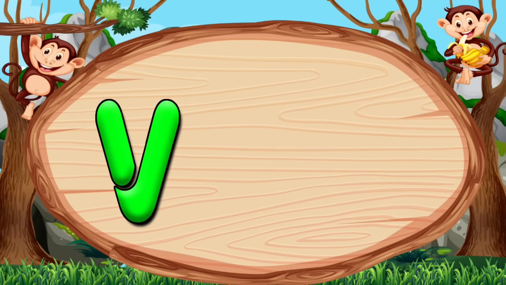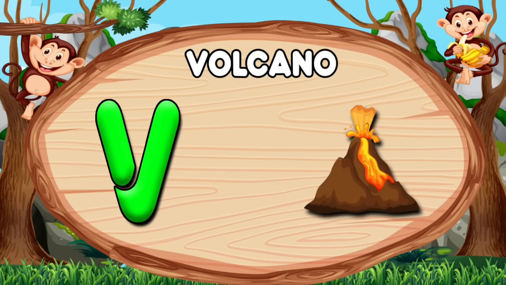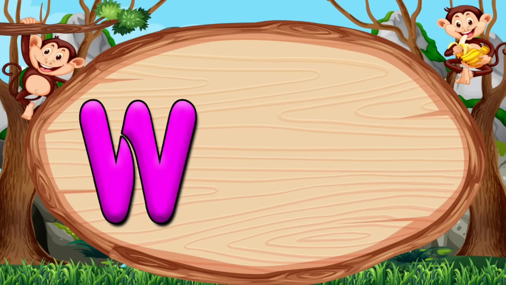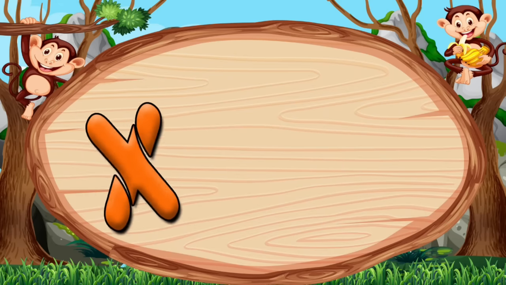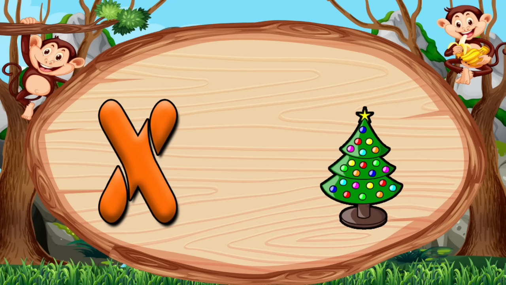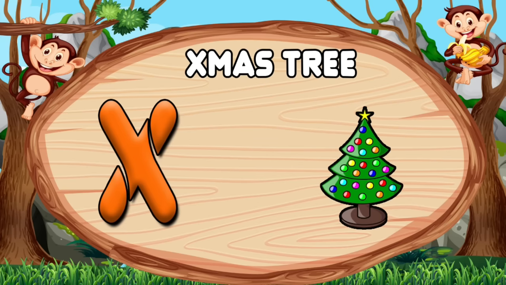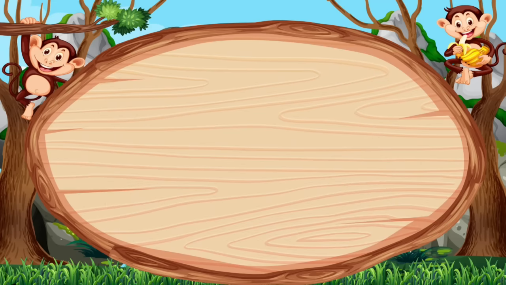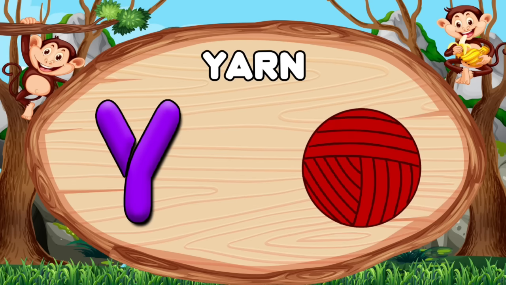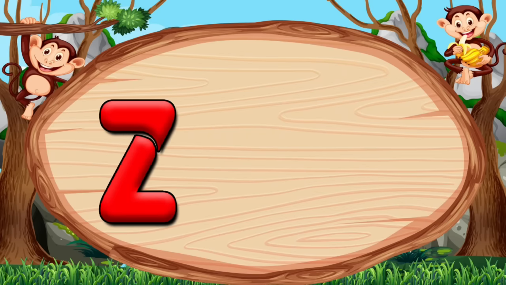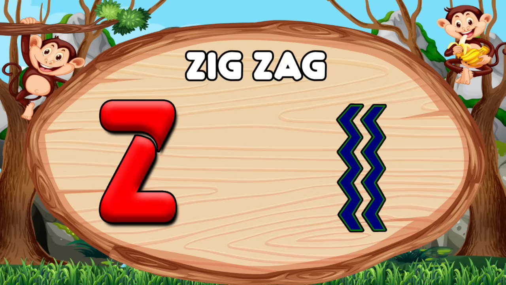V. V for volcano. W. W for window. X for Xmas tree. Y for yarn. Z for zigzag.